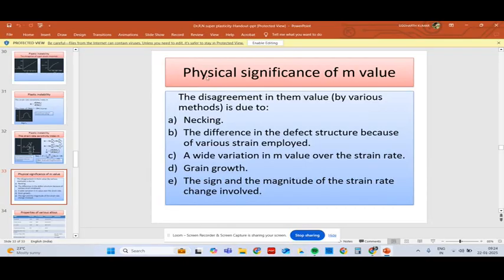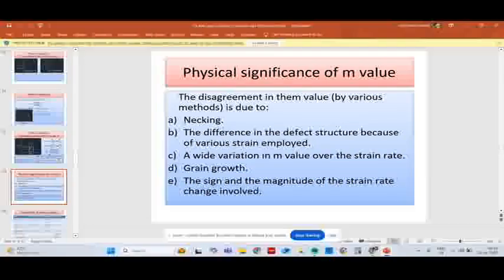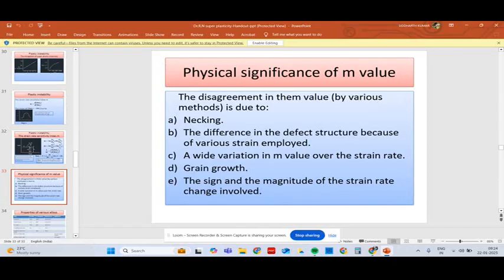The significance of the m value is given here. There is a disagreement in this value by various methods due to necking, differential defect structure because of various strains involved, wide variation in m value over the strain rate, and grain growth. Because of grain growth, the m value will be affected. The sign and magnitude of the strain rate change are also involved.